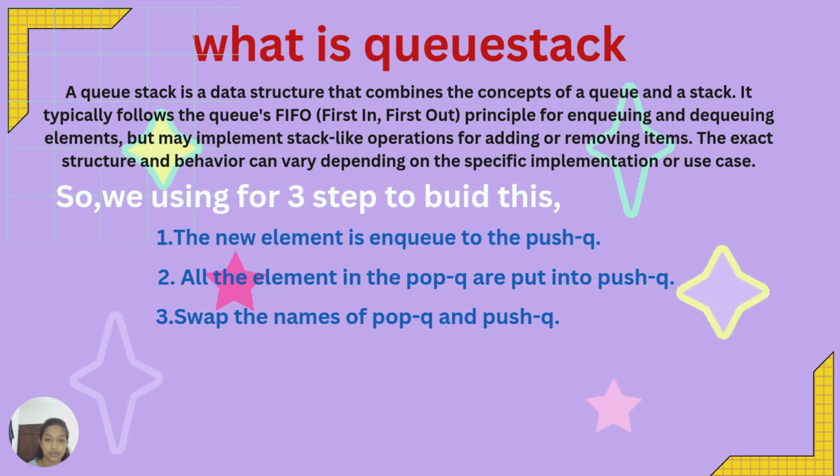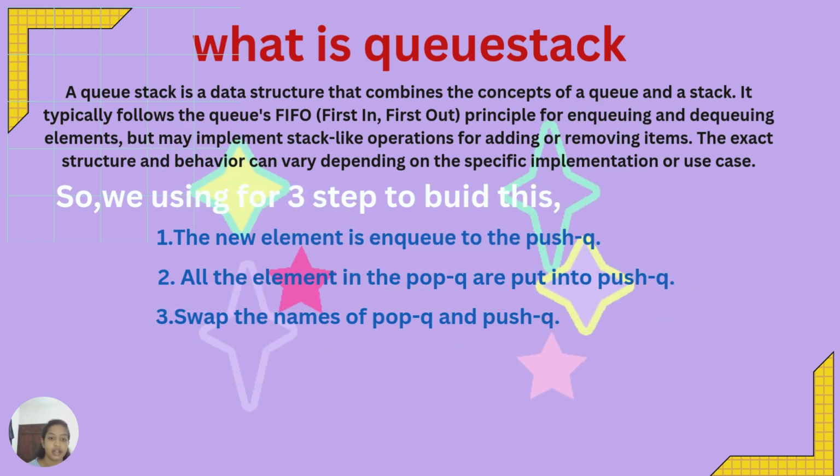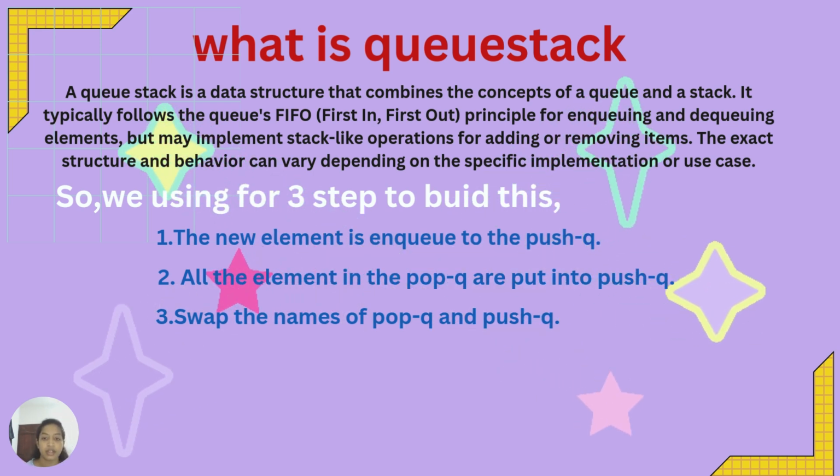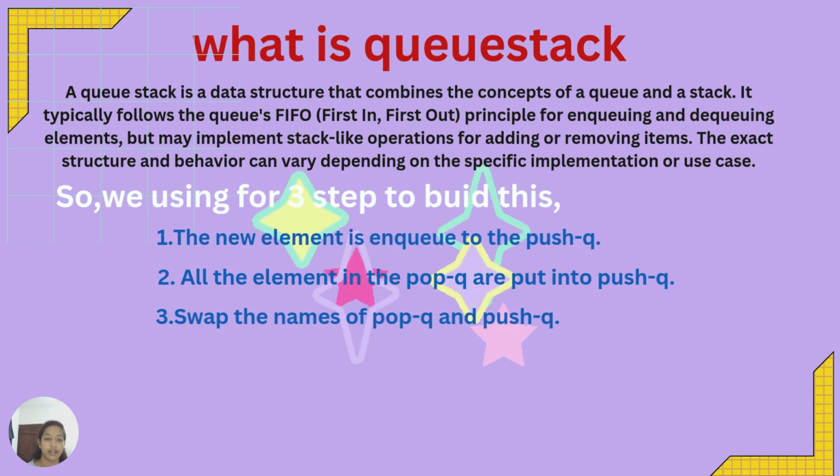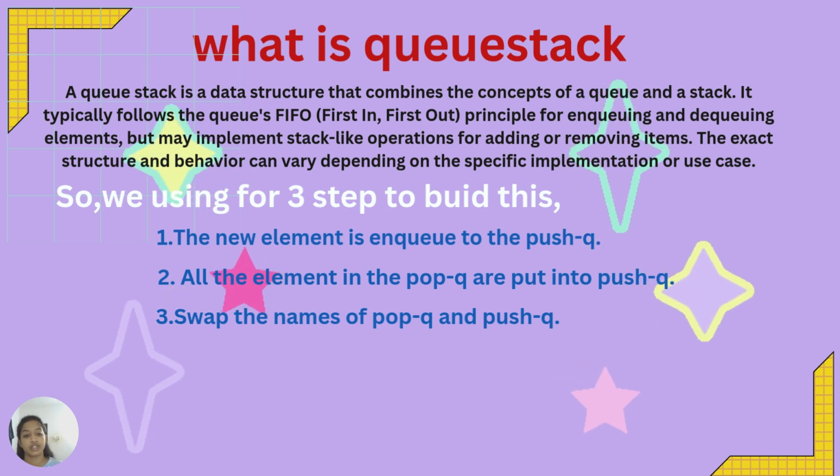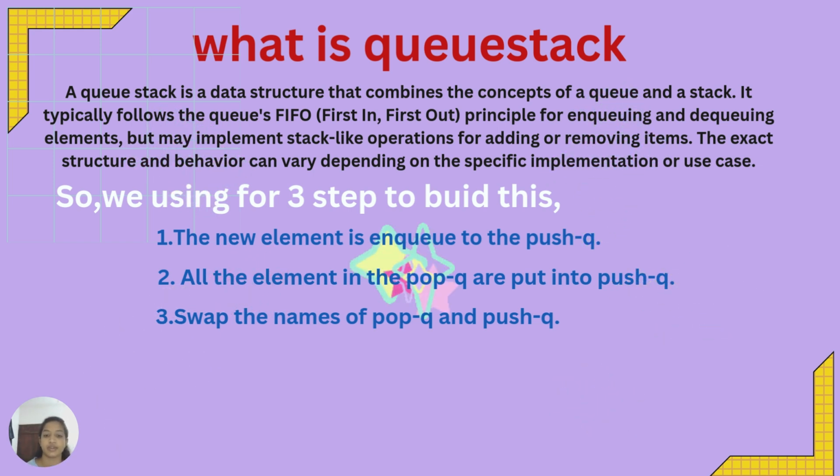So we use three steps to build this. First one, the new element is enqueued to the push queue. Second one, all the elements in the pop queue are put into the push queue. Third one, swap the names of the pop and push queues.